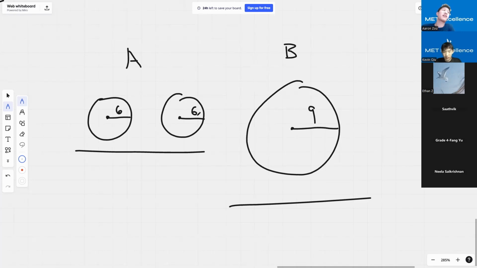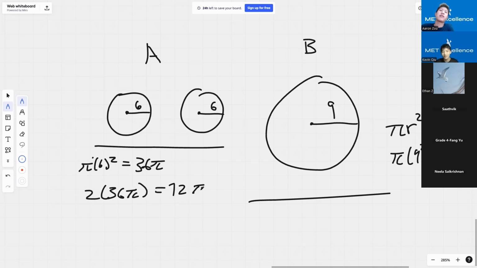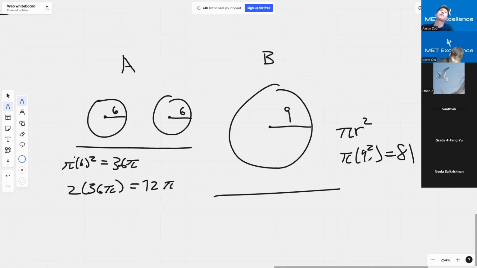It's B because if you calculate the area, let's do B first because it's only one circle. If I calculate the area, it's pi r squared. And here r is 9. So it'll be pi times 9 squared, which is 81 pi. And if I go on to the left side, the radius is 6, so the area of one of these smaller pizzas is pi times 6 squared, which is 36 pi. And then I'll have two of them, so 2 times 36 pi is their area together, which is 72 pi. And that's certainly less than 81 pi.